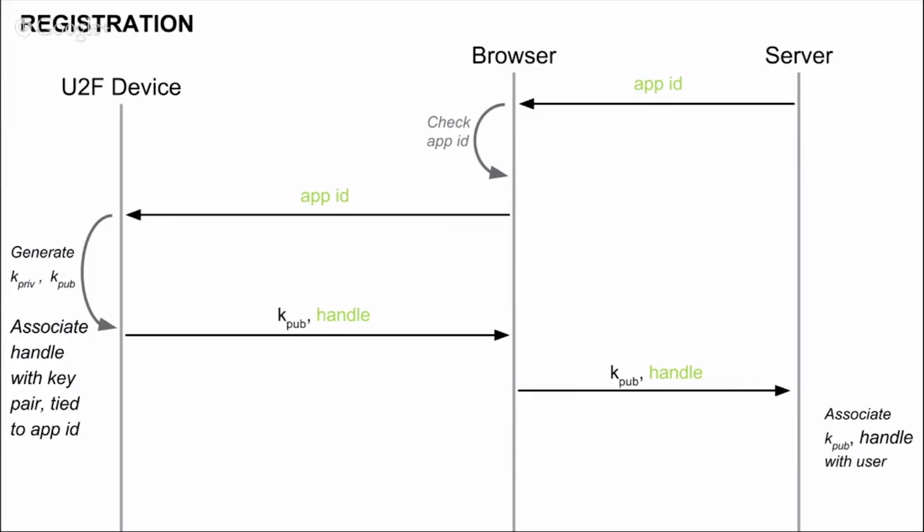And the browser makes sure that the URL we're currently on is allowed to use that app ID. So if I go to evil.com and evil.com says, hi, here's my app ID, it's google.com, the browser will know that evil.com is not allowed to use google.com as an app ID. So that's what we do to change registration.